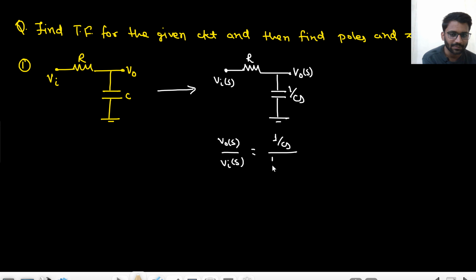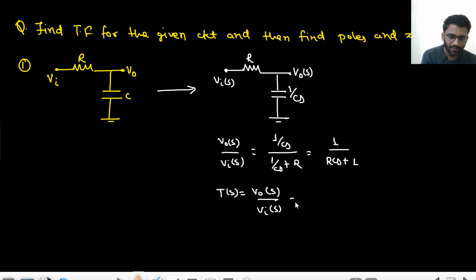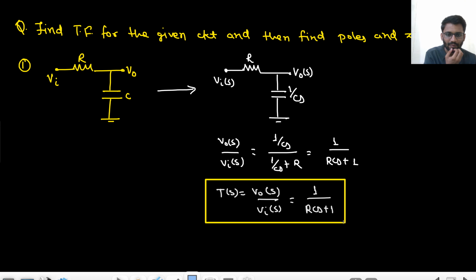It is 1 upon 1 plus RCS. Still, I am deriving it here. From the next time onwards, I will write it directly. It is 1 upon RCS plus 1. Everyone remembers it: 1 upon CS upon 1 upon CS plus R. So 1 upon RCS plus 1 we get. So this is my transfer function. So basically, my transfer function is 1 upon RCS plus 1.